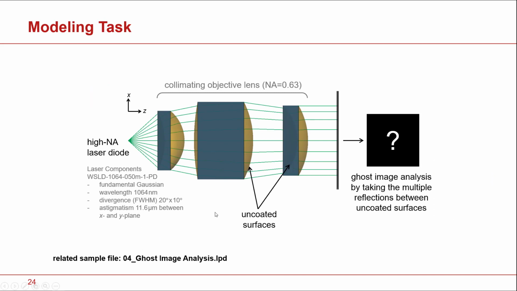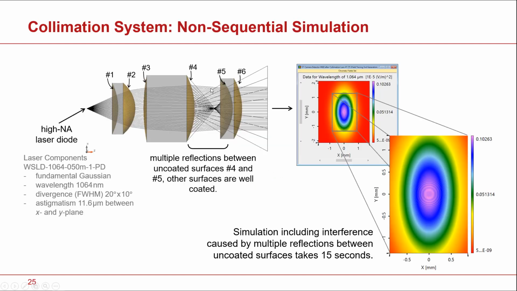The high NA beam is collimated by the 3 lenses system. We first assume surface 4 and 5 are not coated, so multi-reflection may appear here, and calculate the image in the detector. So for surface 4, light comes from behind the side and reflects, so it's the minus plus channel. For surface 5, it's a reflection channel, but the incident comes from the front side.